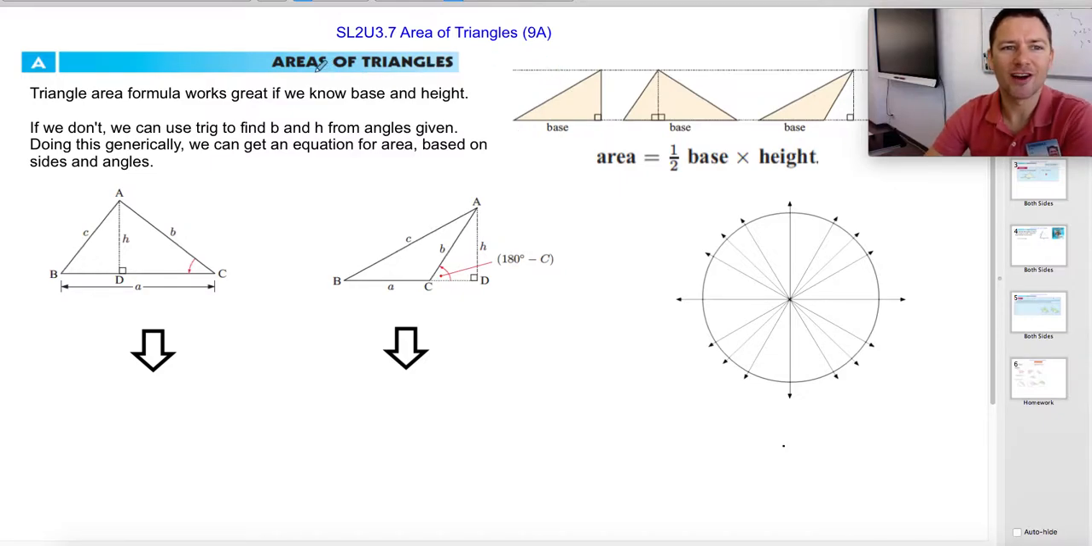Hey dudes, we are checking out the area of triangles with a little trig swing. I hope you're comfortable with the area being 1/2 base times height, with the height being a perpendicular from the base that goes to the other vertex of the triangle.